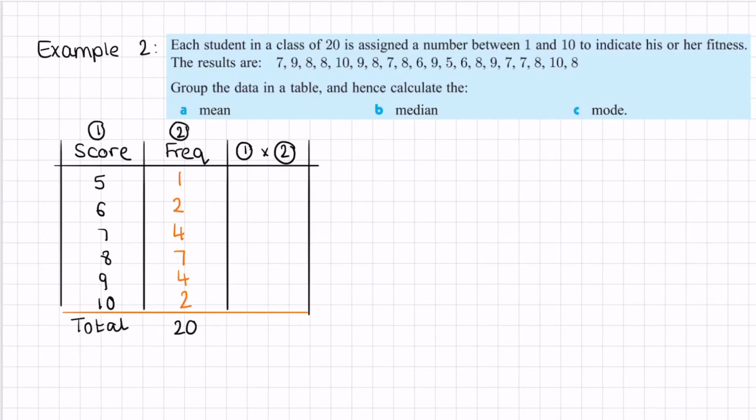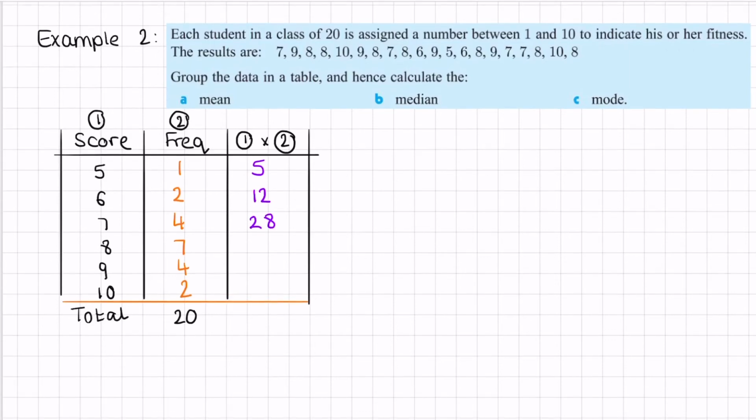And if we do that, we're going to get 5 times 1, which is 5, 6 times 2 is 12, 7 times 4 is 28, 8 times 7 is 56, 9 times 4 is 36, and 10 times 2 is 20. Then we want a total for that column as well, which is 157. So just as a side note here, to work out your last column, it would be 5 times 1, 6 times 2, just so you can hopefully then see how we got those numbers.